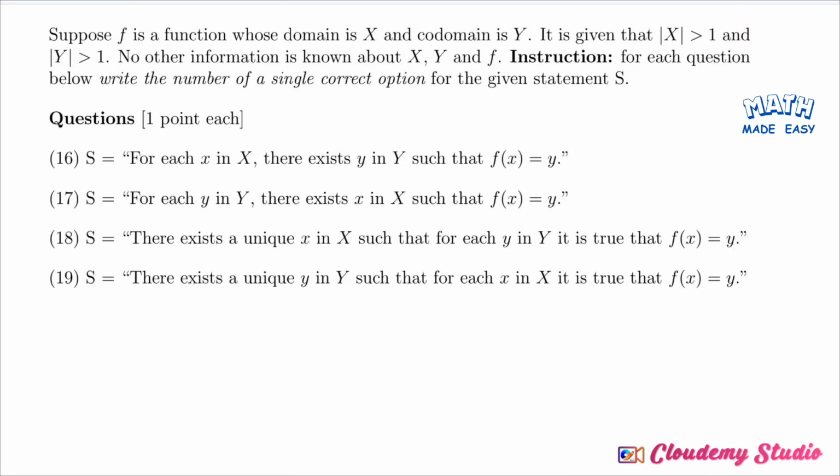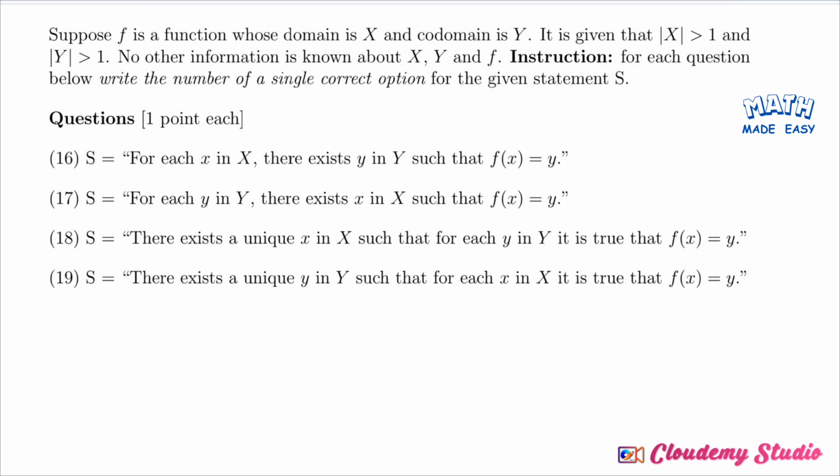Here we are solving CMI questions. This is the question for today. Suppose f is a function whose domain is X and codomain is Y. It is given that |X| is greater than 1 and |Y| is greater than 1. Only these two conditions are given to us. The rest we don't know anything. Okay, so there are questions 16, 17, 18.